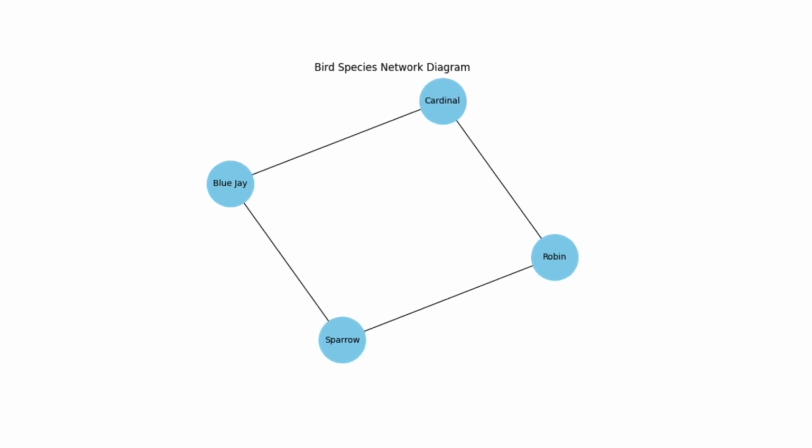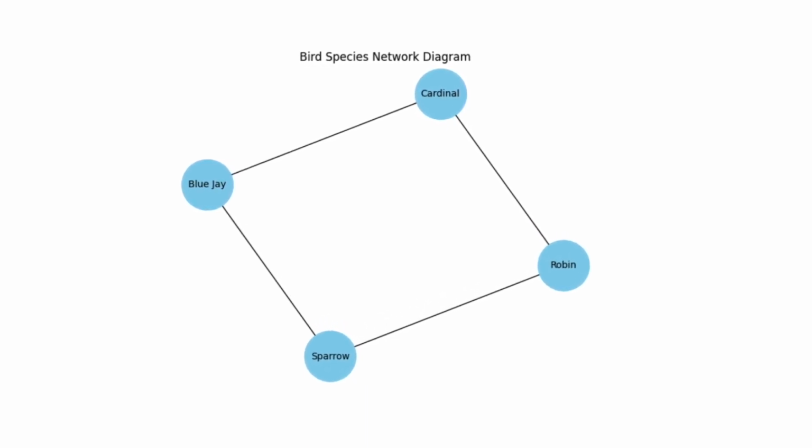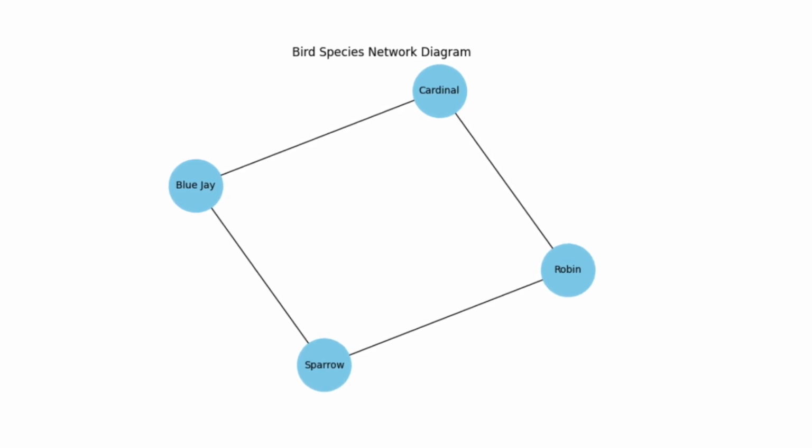Next is network diagrams. Now let's talk about network diagrams. Imagine you are drawing lines that connect your friends, showing who knows who. In our case study, this diagram helps us understand the relationships between different bird species in the park. Think of it as a friendship web amongst the birds.